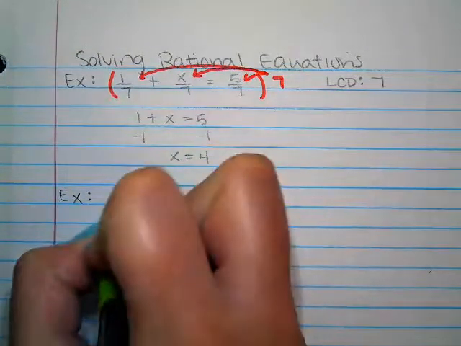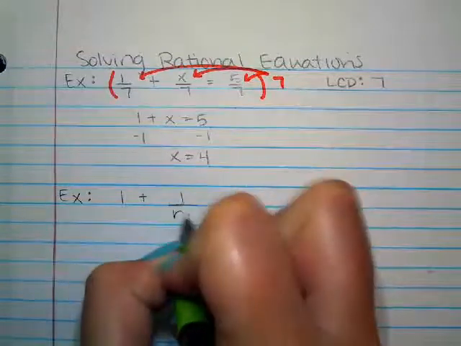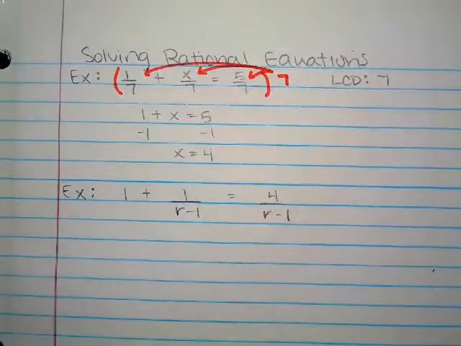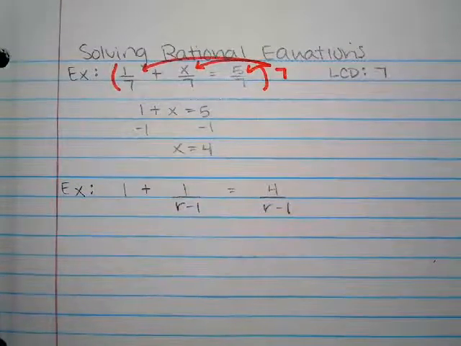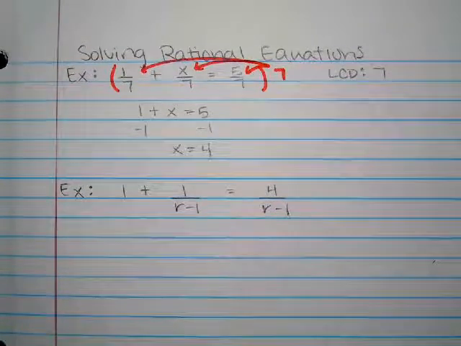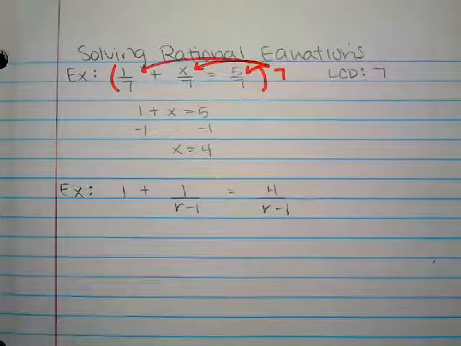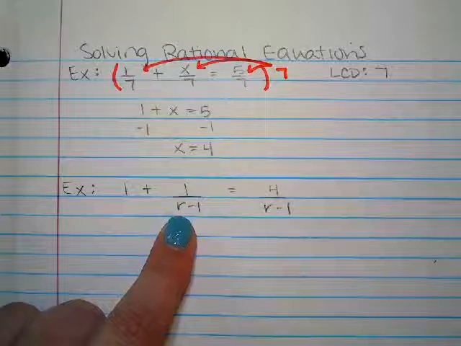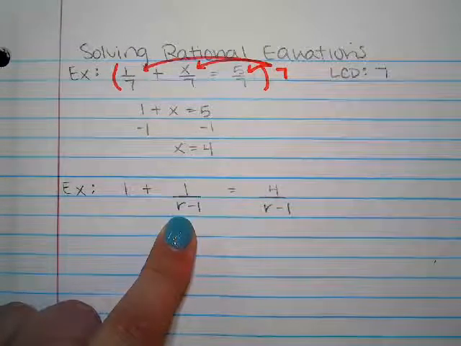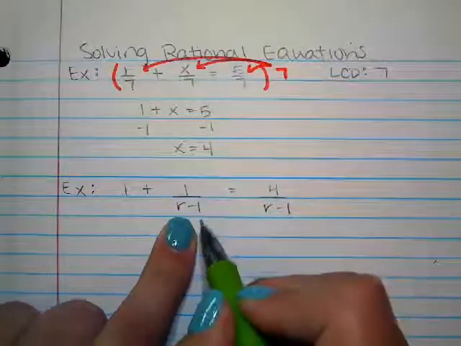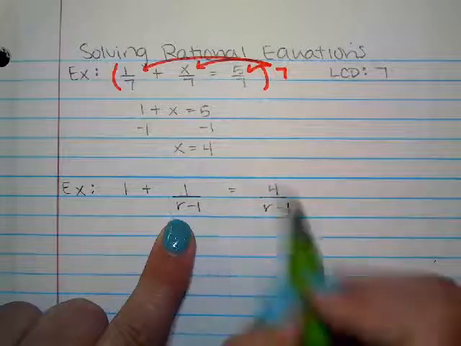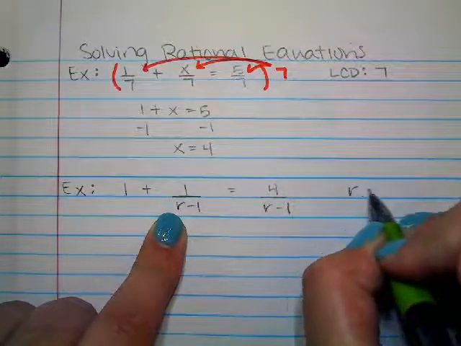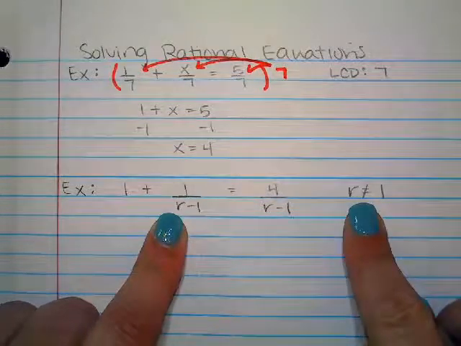So for this problem, we're going to have 1 plus 1 over r minus 1 equals 4 over r minus 1. Now, when we solve equations, there's one more thing we have to consider, and that is when we get a solution, is it an excluded value? In most cases, it's not, because if we think about all the numbers in the world from negative infinity to positive infinity, the excluded values are very limited compared to all the possible answers we could have. The excluded value we have here is 1. So every single answer is permissible as long as our answer is not 1.